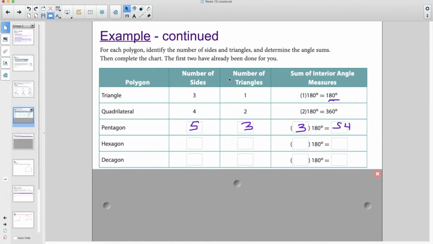All right, let's do a hexagon. That's 6 sides. There were 4 triangles. So we would have 4 times 180, 720.